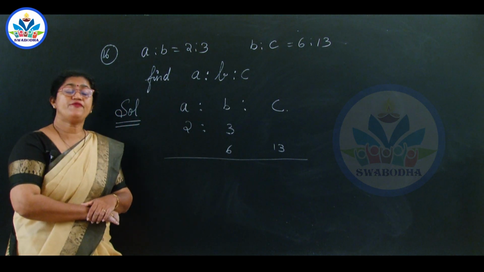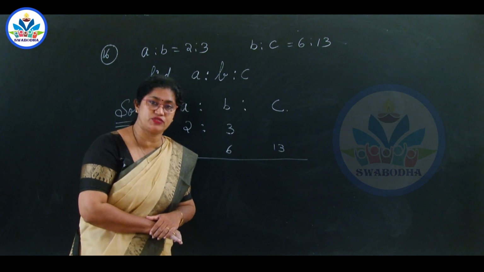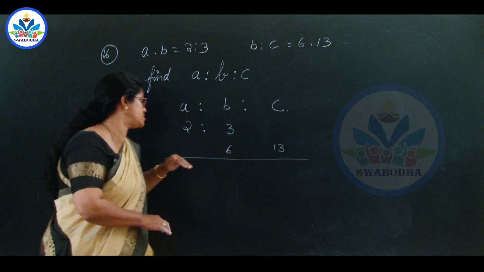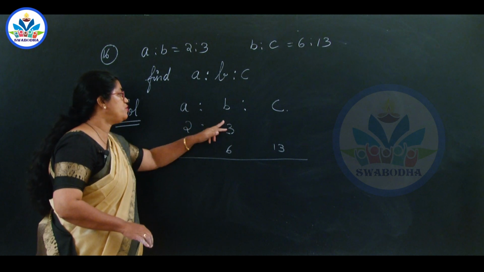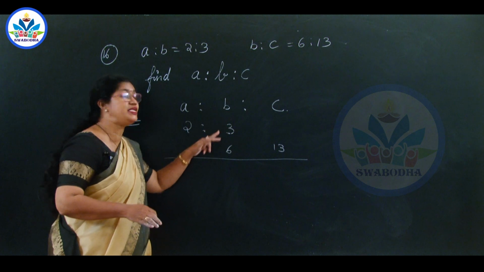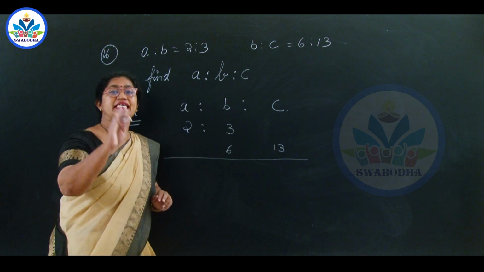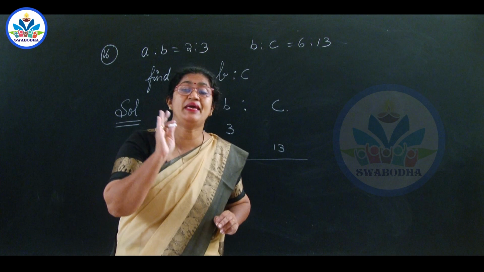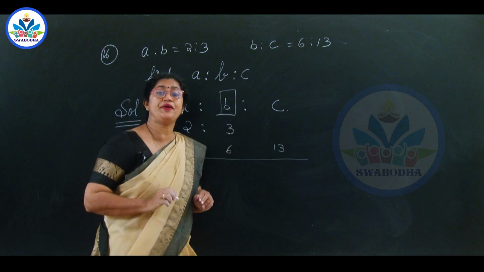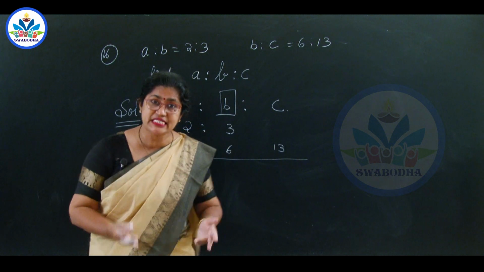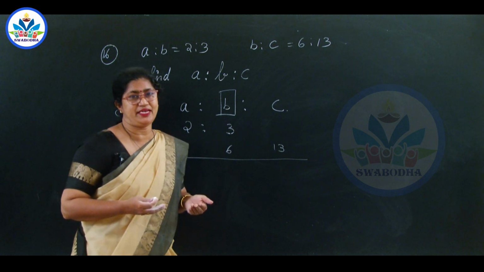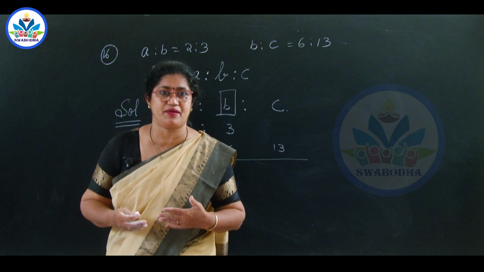Now if I want to find A is to B is to C, find that one term which is common in both the rows. You have A here, you have B in both of them. Whichever is common in both the rows, make it equal. So which is common? That is B. I need to make B equal. Now is it equal? No. This is 3 and this is 6. How can I make it equal? By multiplying by some number.